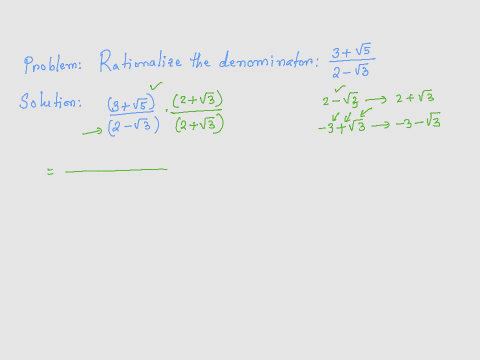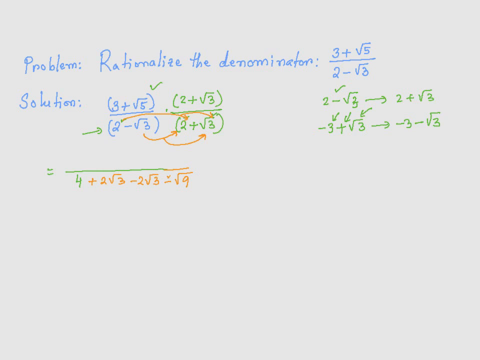Let's simplify the denominator first. 2 times 2 is 4. Then 2 times square root of 3 is 2 square root of 3. Then negative square root of 3 times 2 is negative 2 square root of 3. And then negative square root of 3 times positive square root of 3 is going to be negative square root of 9, because square root of 3 times square root of 3 is square root of 9, and plus and minus multiplied gives me minus.